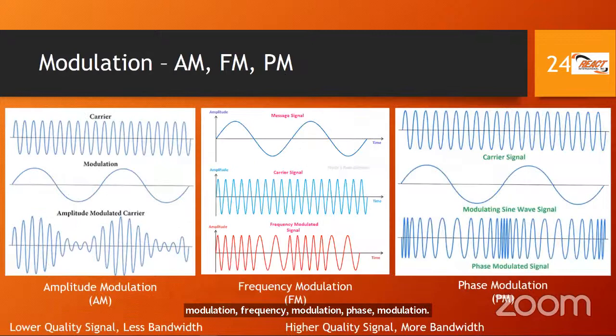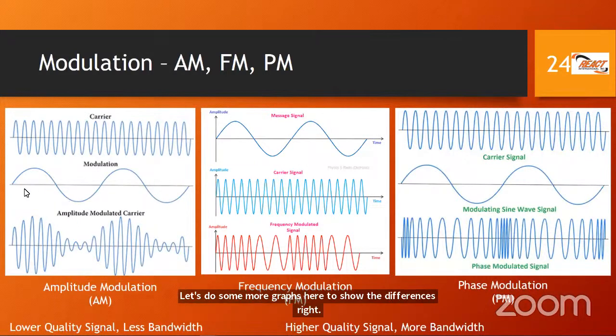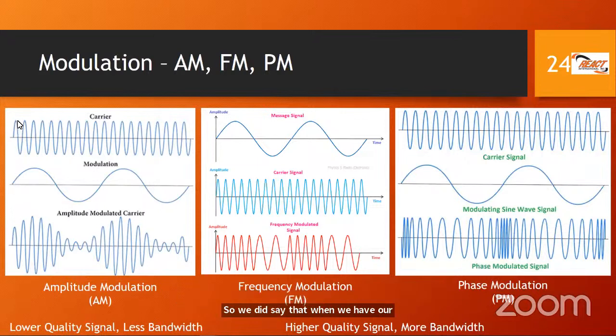All right, let's do some more graphs here to show the differences. So we did say that when we have our carrier wave, in this case the carrier wave is on the top. So our radio is generating this frequency, that frequency there, notice the wavelength and so on. And then our voice is our modulation. So we speak and then we meld this onto the carrier wave and we end up with this. So we saw that a little before.